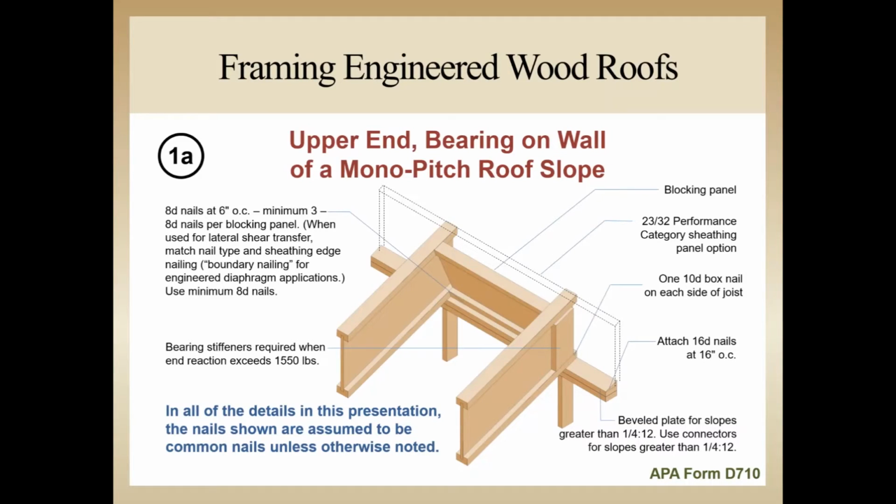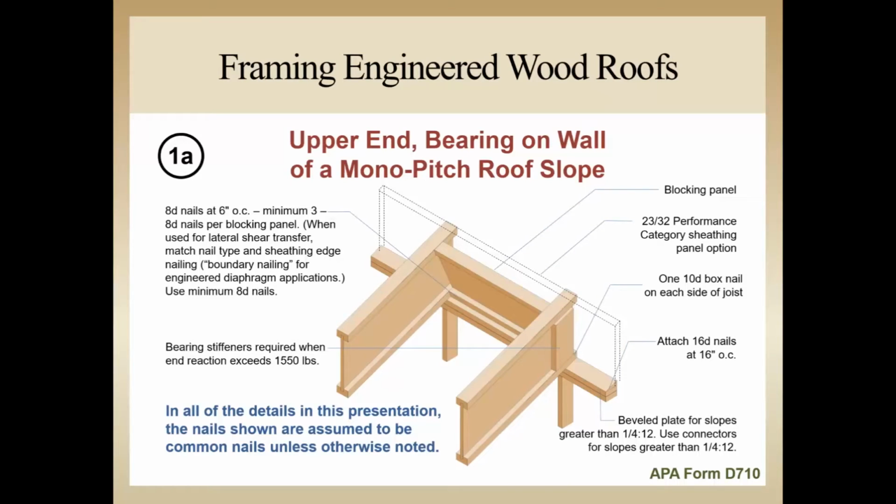and for closure. The blocking panels or continuous sheathing panels should be attached to the top plate of the wall with 8-penny nails at 6 inches on center with a minimum of 3 nails per blocking panel. If the roof system is a designed diaphragm, the nailing of the blocking panels must match the nail type and spacing used in the boundary nailing of the diaphragm, but a minimum of an 8-penny nail must be used.